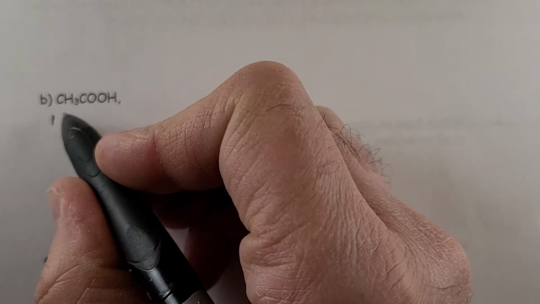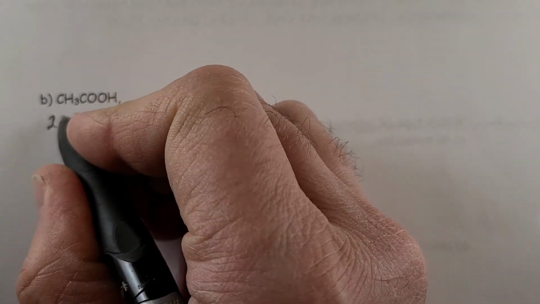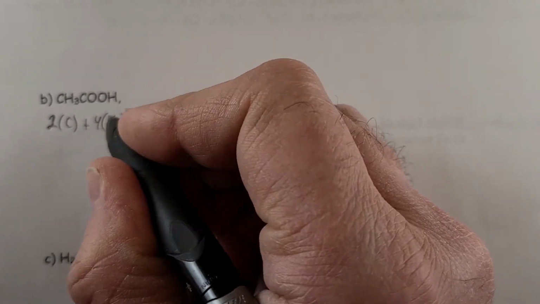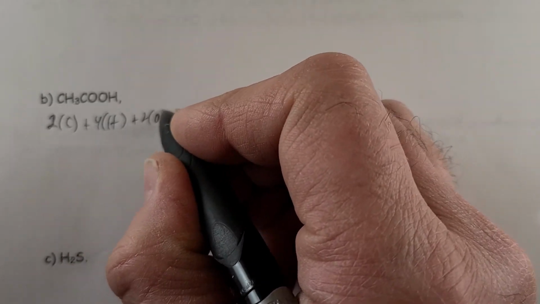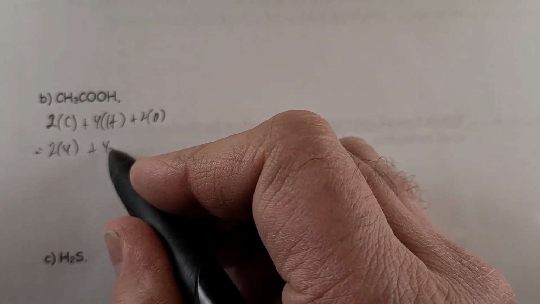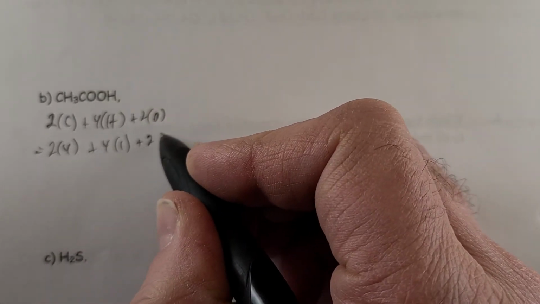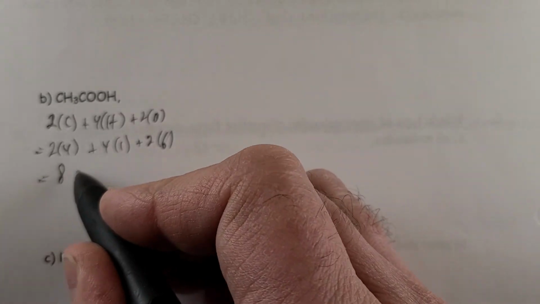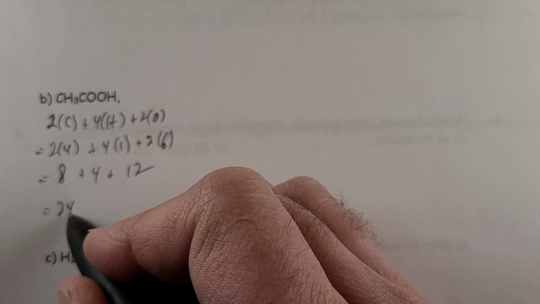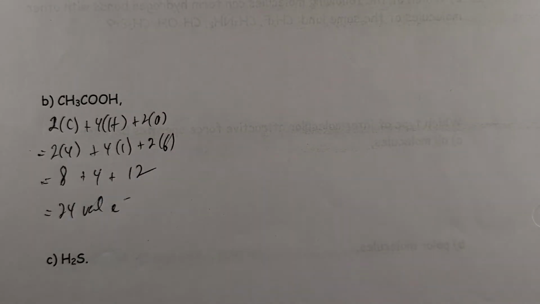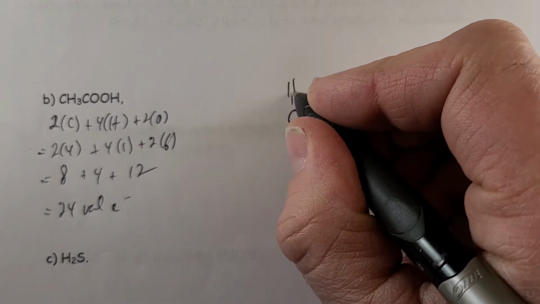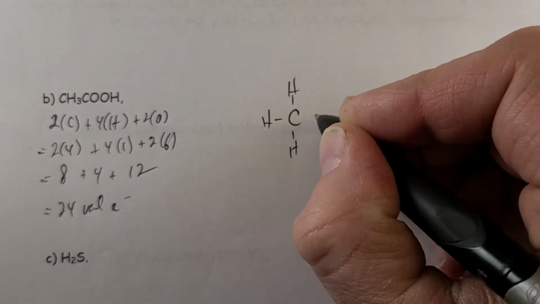So of course here we have 1, 2. There's 2 C's. 3 plus 1 is 4 H's, and then 2 oxygens. So carbon has 4 valence electrons, H has 1, oxygen has 6. So of course here we're going to have 24 valence electrons. Now how this order is set up kind of tells you how these atoms are joined together.